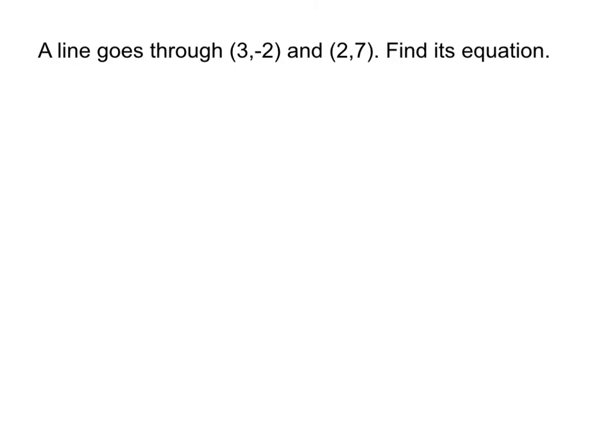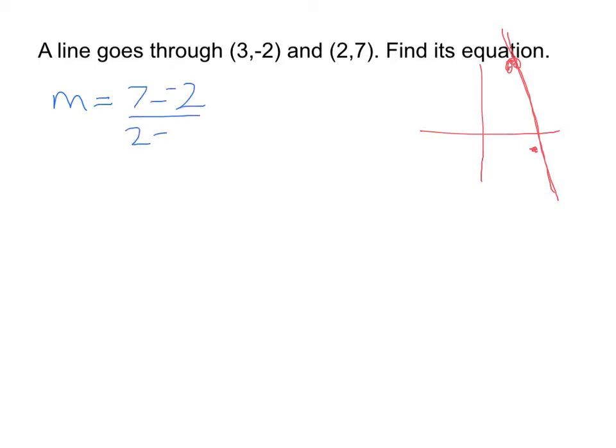A line goes through (3, -2) and (2, 7). Find its equation. So we do the same steps. We start by sketching. So (3, -2) is here and (2, 7) is up here. We can see we're going to have a line with a very steep negative slope. Step 1 is to work out m. So m is going to be 7 minus negative 2 divided by 2 take away 3, which is equal to 9 over negative 1, which we write as negative 9.